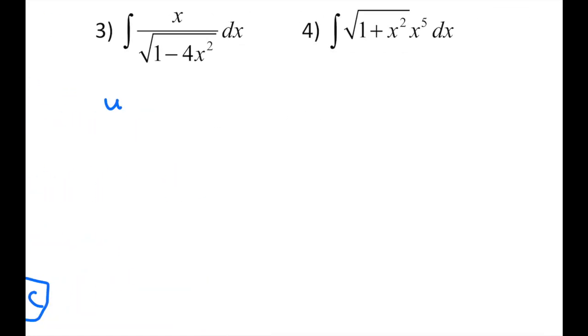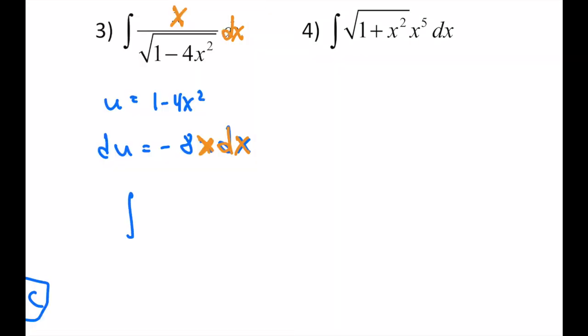A good sub here might be u equals 1 minus 4x squared. That's going to give us then du is negative 8x dx. What I like about this is there's the x, there's the dx. All right, so that part is going to be replaced. Let's make the substitutions now. That's going to give us the integral of negative 1/8 times 1 over the square root of u du. This I'm going to rewrite using a power. It's going to be u to the negative 1/2, and now that's a statement that I'm comfortable with. I have negative 1/8 times 2 u to the 1/2 plus c.